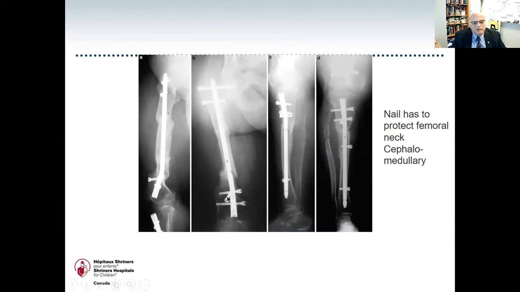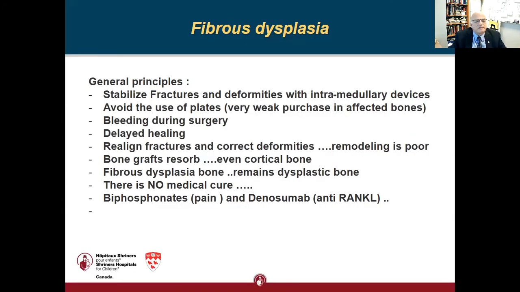Here we see the use of interfering or blocking screws. Here we have nails to protect the femoral neck in both the femur and the tibia. And that is really the standard treatment in adults with severe deformity, acute correction with nails. As I mentioned, you can also use gradual correction with fixator.